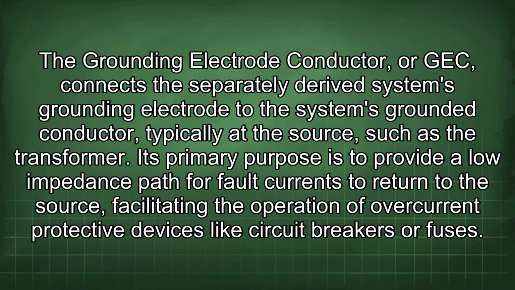The grounding electrode conductor, or GEC, connects the separately derived system's grounding electrode to the system's grounded conductor, typically at the source, such as the transformer. Its primary purpose is to provide a low-impedance path for fault currents to return to the source, facilitating the operation of overcurrent protective devices like circuit breakers or fuses.